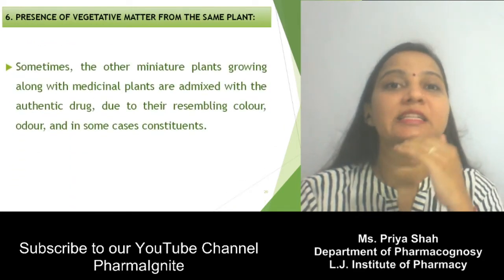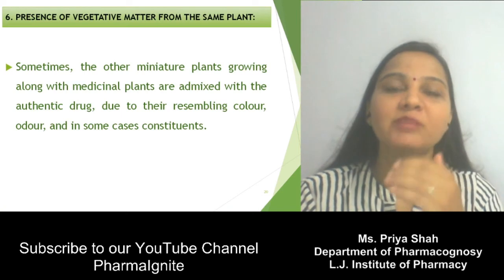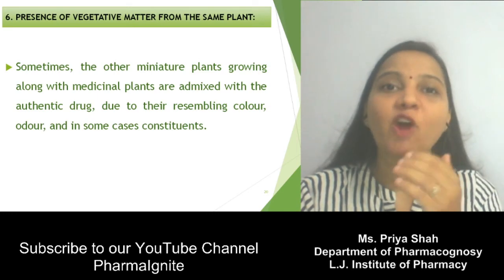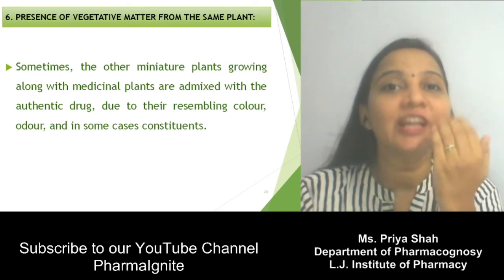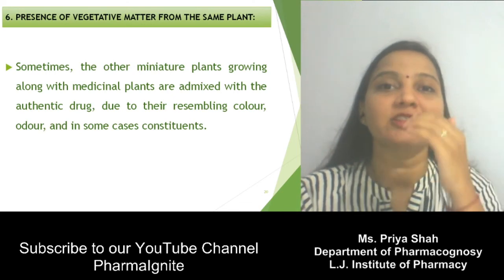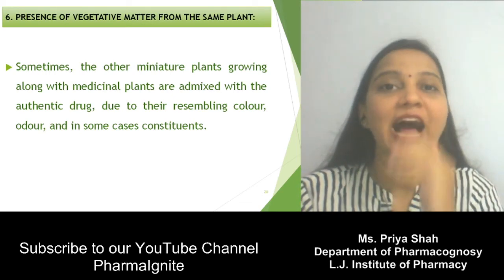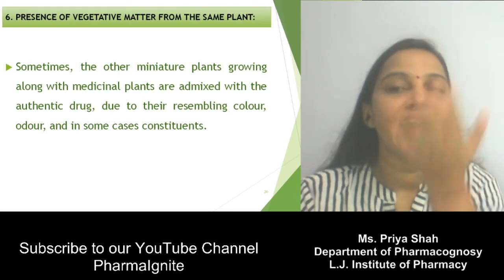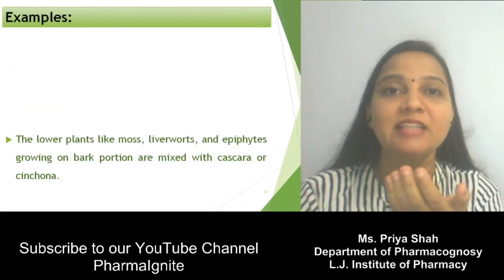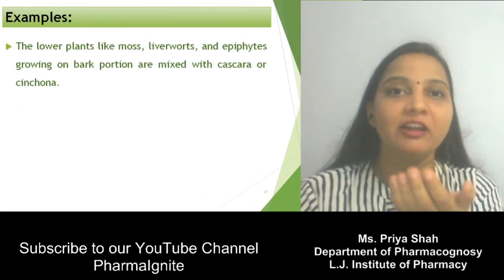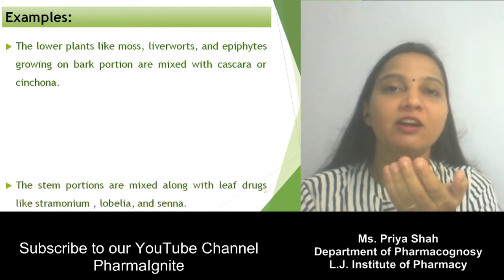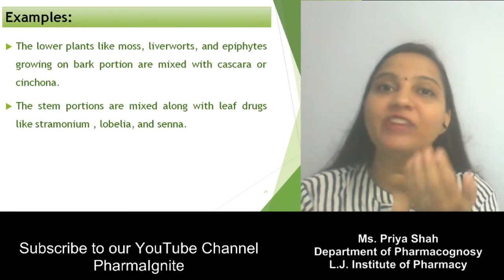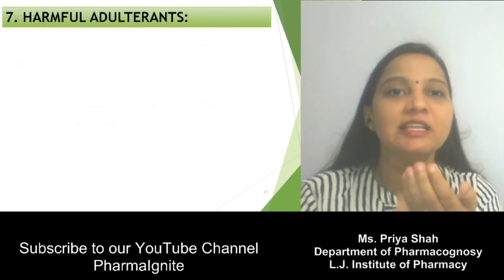Next one, adulteration is the presence of vegetative matter from the same plant. This can be employed in a majority of powdered drugs. When you take the powdered drug of a leaf, other vegetative parts of the plant are added to the original powder to increase its bulk and reduce its cost. Right? So this is the best example of addition of vegetative matter in the case of specific powdered drugs. The stem portion is mixed along with the leaf portion in the case of senna, tulsi and others.